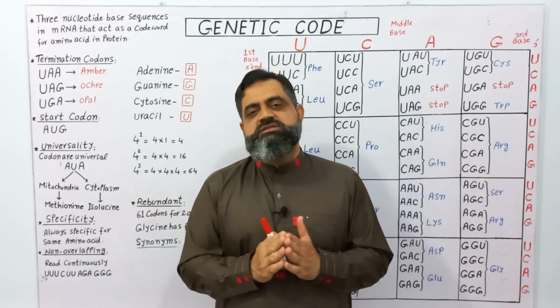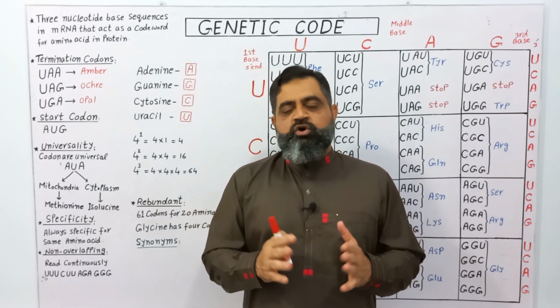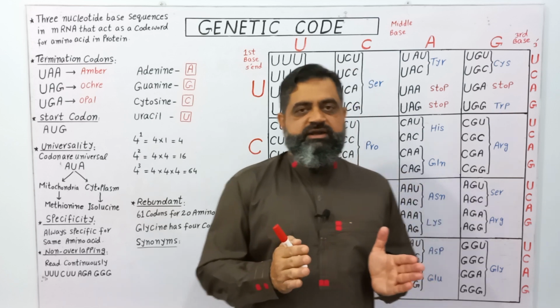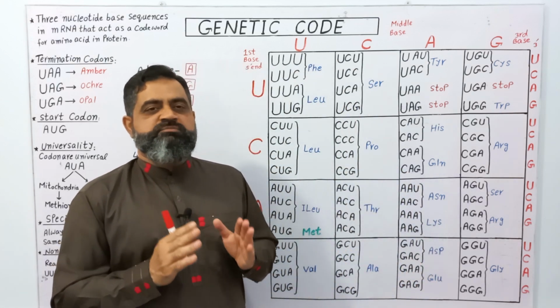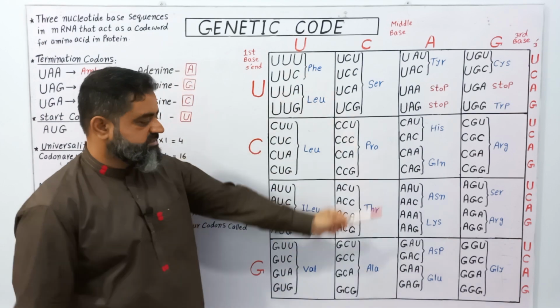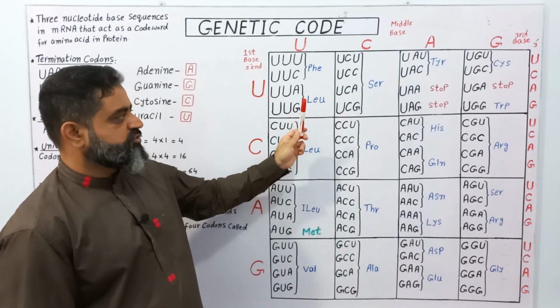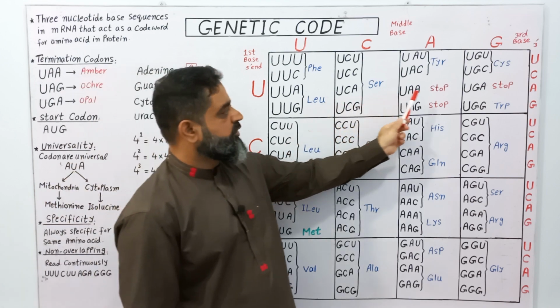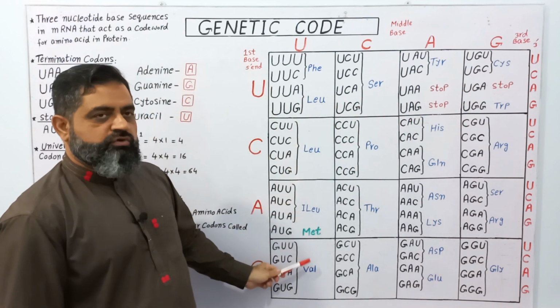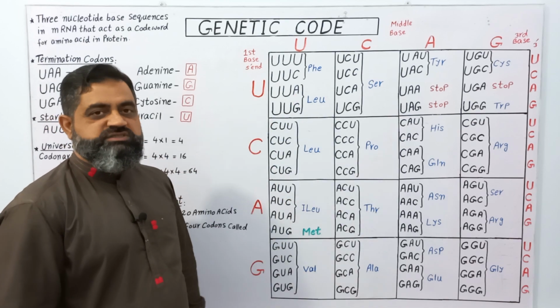Now how are these genetic codes or codons formed? We have to make a table for that. This table is made up of 16 boxes. As you can see in this diagram, there are 16 chambers or boxes, 1, 2, 3 and 4 right over here, 1, 2, 3 and 4. So the total number of boxes is 16.